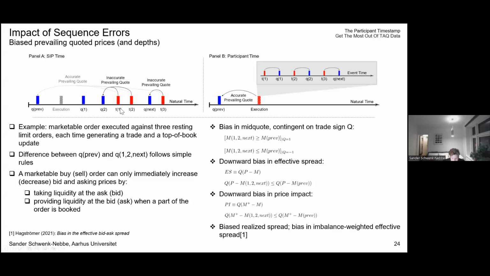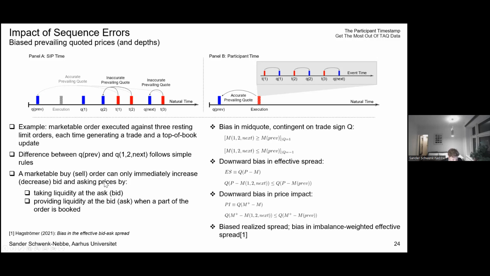So what I give here is just a simple example of a marketable order that is executed against 3 resting limit orders, each time generating a trade and a top of book update. So then we get 3 trades and 3 quote updates: Q1, Q2, and Q next. So the key to understand here is that the difference between the correct prevailing quote and the quotes triggered by the marketable order execution follows the very simple rules of the order book.